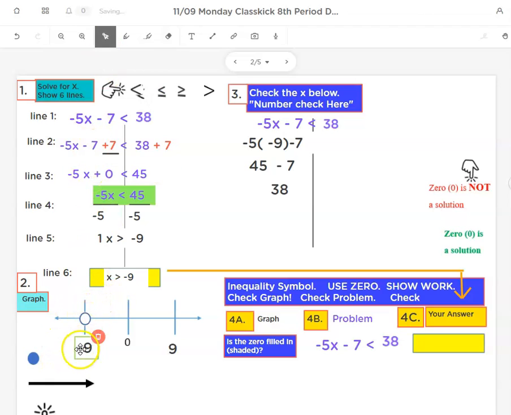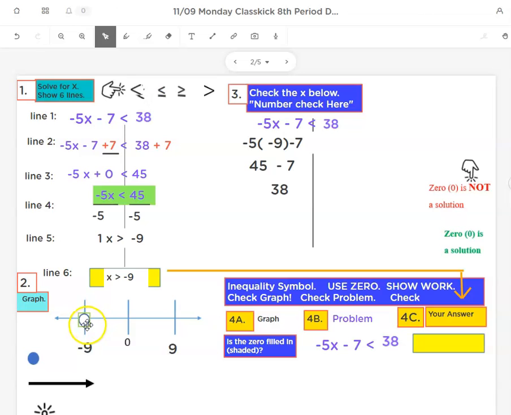I need to put that right on the negative 9. I see some students putting it over here. No, that means negative 8. That means negative 2. If you put it right here, it means negative 1. If you put it over here, it means 1. It has to be right on the negative 9. The x is greater than negative 9. So you have to start right there.